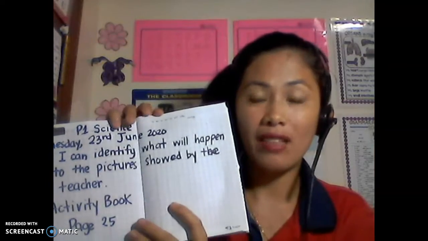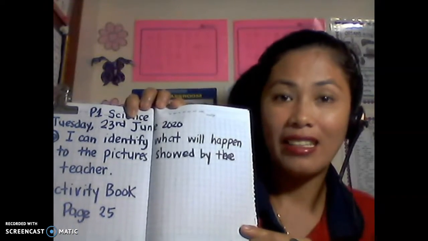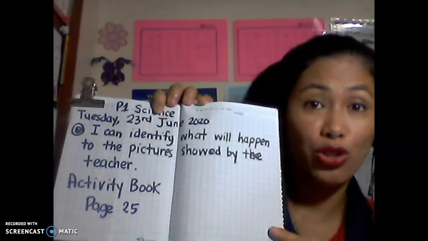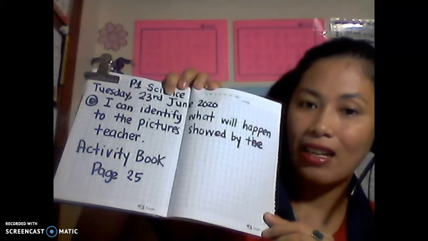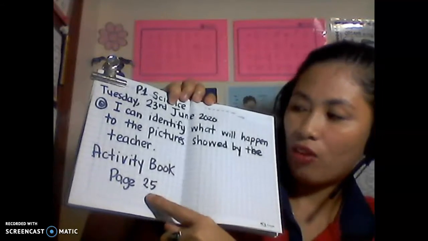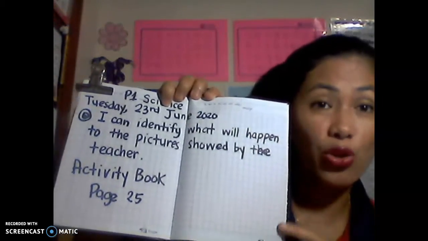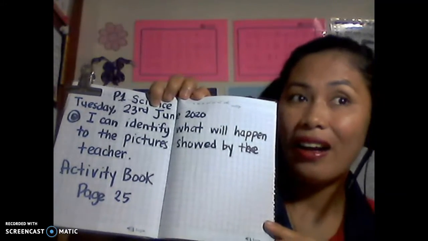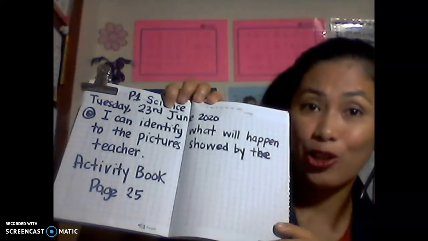So today's objective, or learning target, is: I can identify what will happen to the pictures shown by the teacher. You're going to see the pictures and identify what will happen to them. The pictures that I'm going to show you, you can find on page 25 of your activity book. Again, today we are going to identify, and this will also be your homework for today. You're going to identify what will happen to the objects or the pictures that I'm going to show you, okay?